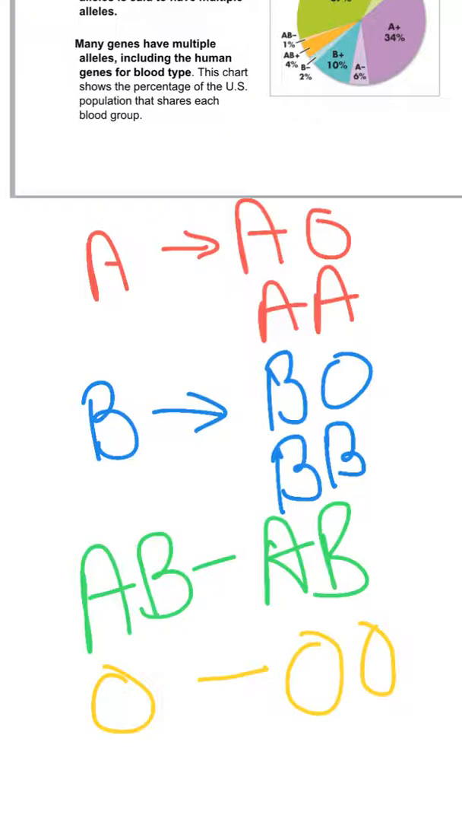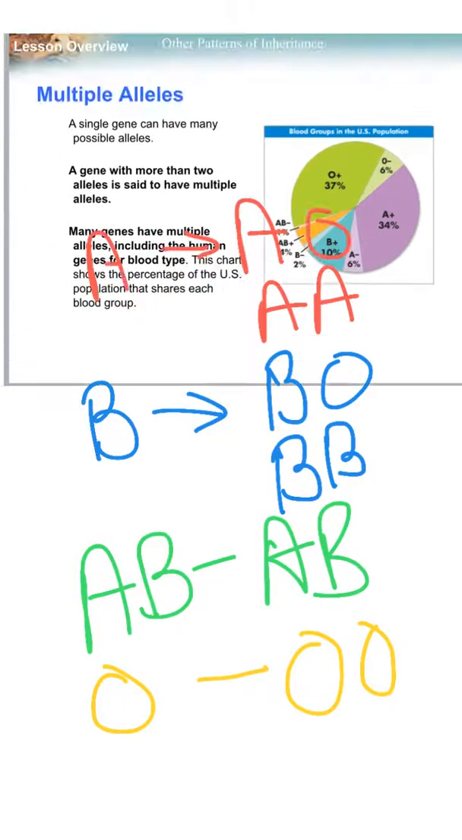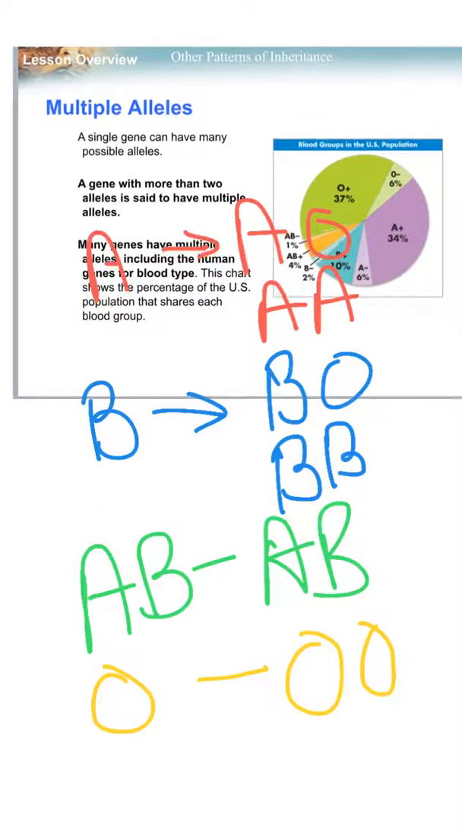Again, for type A blood, we have AO and AA. Type B blood, we have BO and BB. Type AB blood, we have AB as a genotype. And for type O blood, we have OO. So this is going to help you quite a bit. As you can see, there are multiple alleles to express blood type, so this is a great example of multiple alleles.